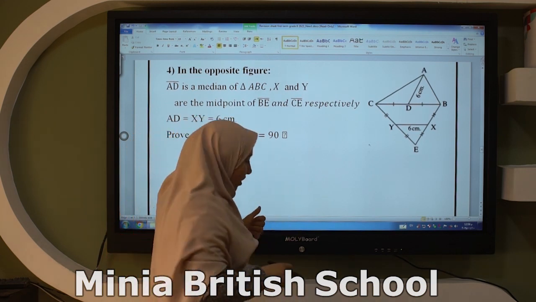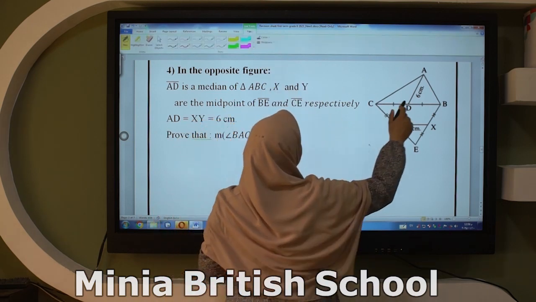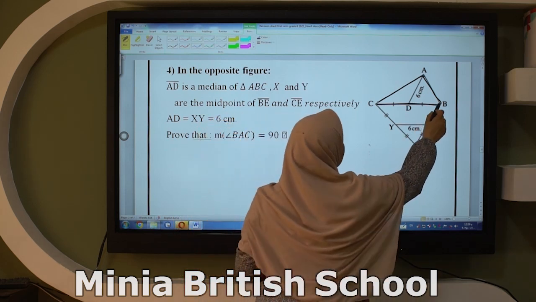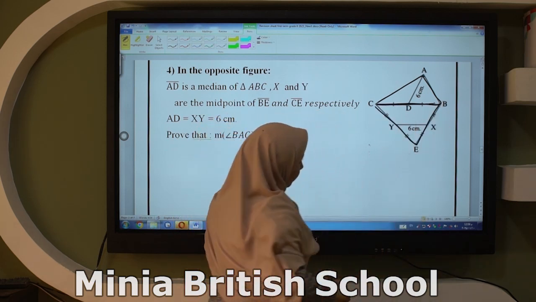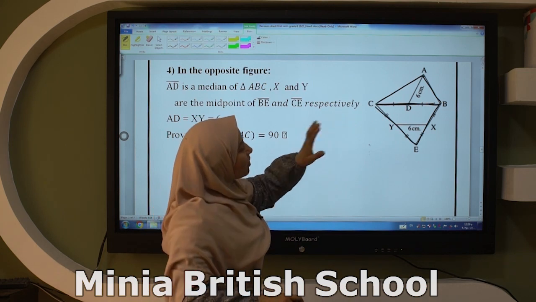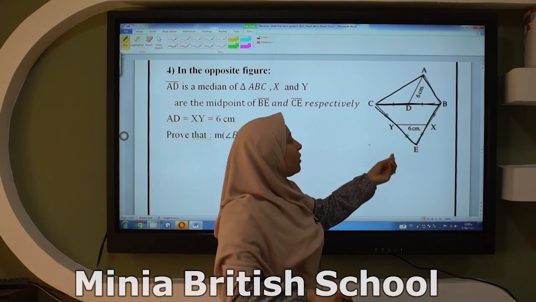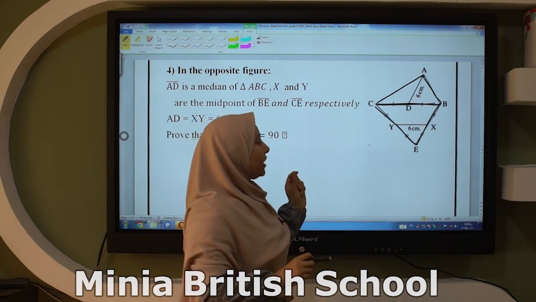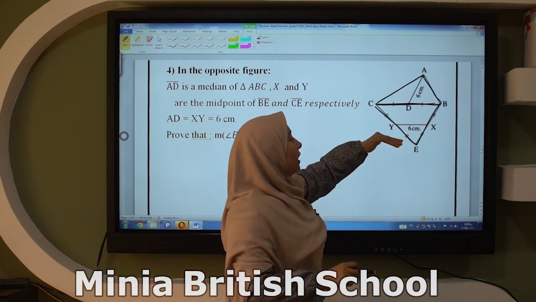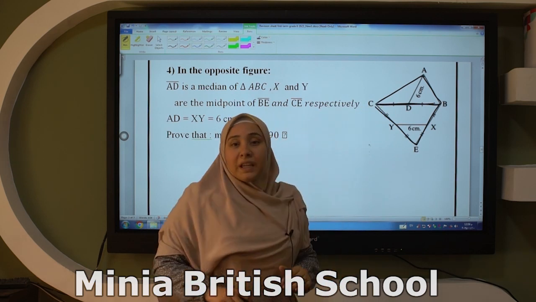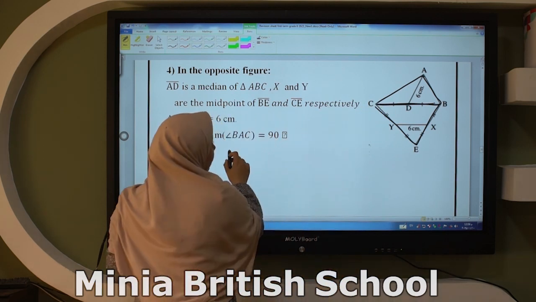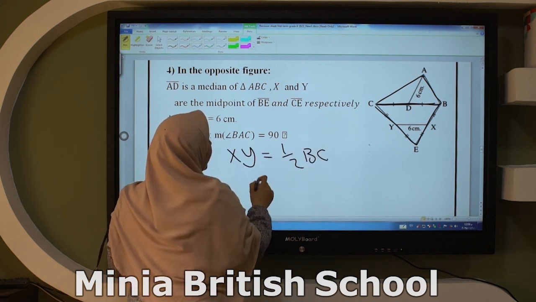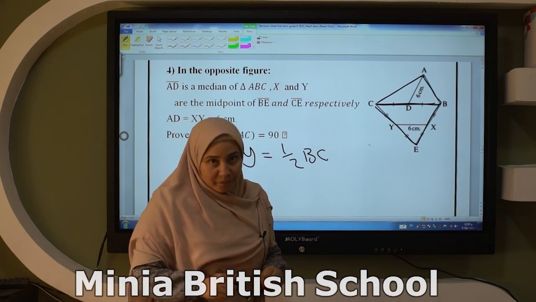The first one, the triangle ABC, and second one, the triangle PEC. Okay. Here I have X and Y are the midpoints of EB and AC respectively. Okay. Then XY equal half PC, where PC equal 12 centimeter.